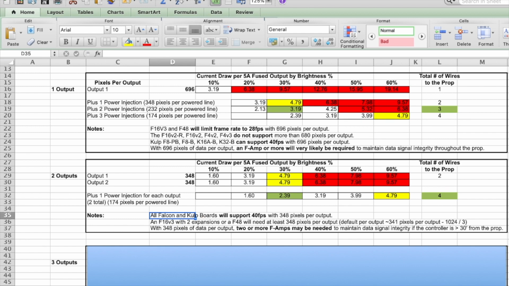For a Falcon F16 with two expansion boards or a Falcon F48, you will need to adjust the output per group a little bit, since it defaults to 340 or 341 pixels per output, and move that up so you can accommodate 348 pixels for these outputs. Last, with 348 pixels per output, 2 or more F-amps may be needed to maintain data signal integrity if your controller is more than 30 feet from the prop, or if your extensions are more than 30 feet. Anything under 30 feet you'll probably be fine without any F-amps.